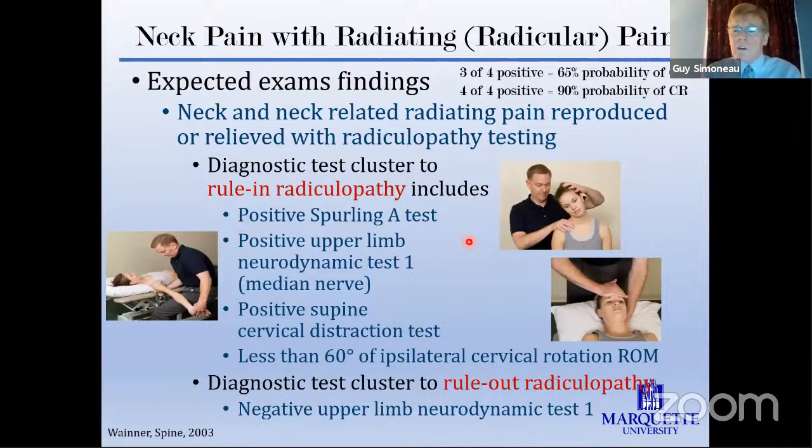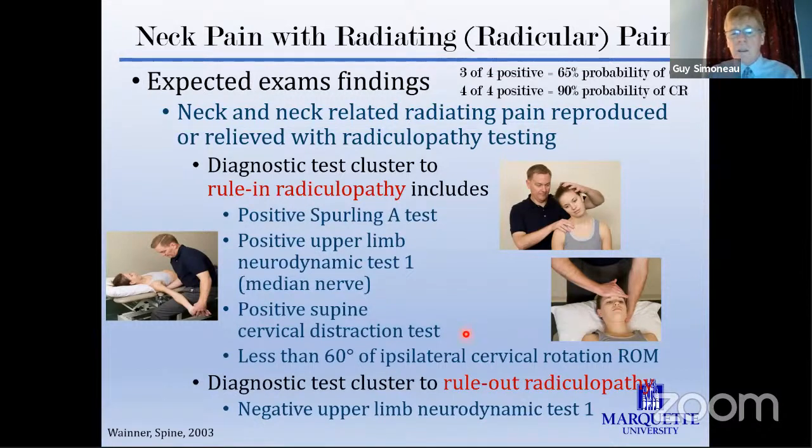So what is very nice with this radicular group is that we have a set of four tests that allow us to rule in or rule out the condition. To rule in the condition, you would use tests like the positive Spurling's A test, which is illustrated here. A positive test would be reproduction or worsening of the signs and symptoms down the upper extremity. The second test is the upper limb neurodynamic tension test for the median nerve. Same idea, a positive test would be reproduction of the symptoms in the upper extremity. The third test is your cervical distraction test. And in this case, a positive test is actually relief of the symptoms down the upper extremity.